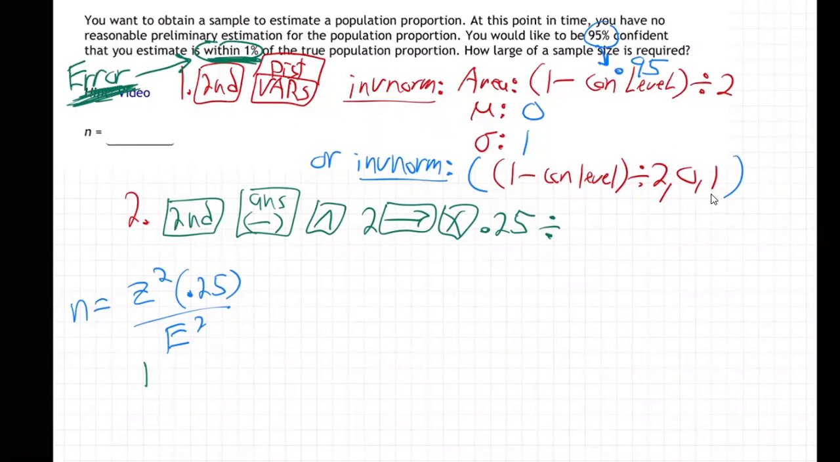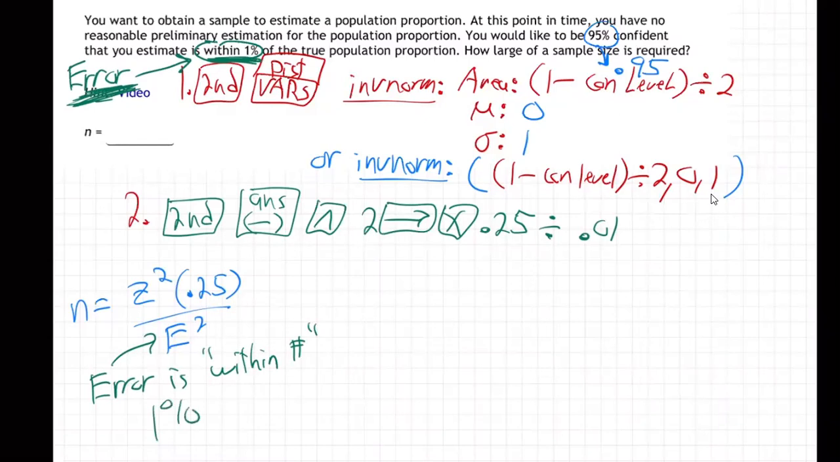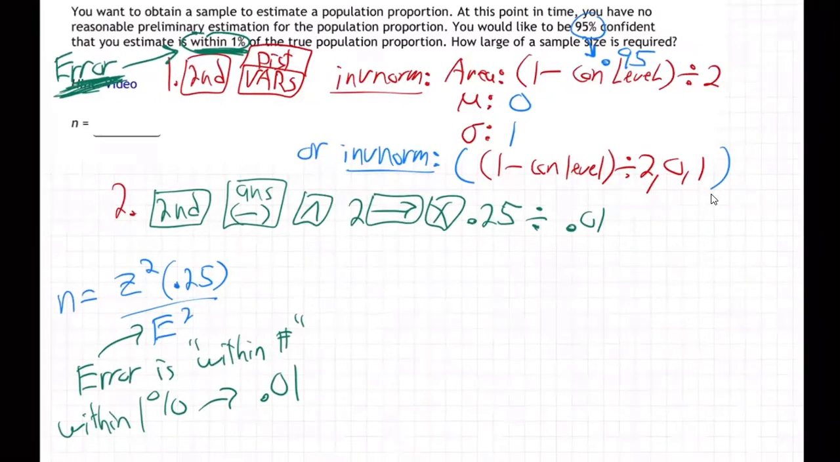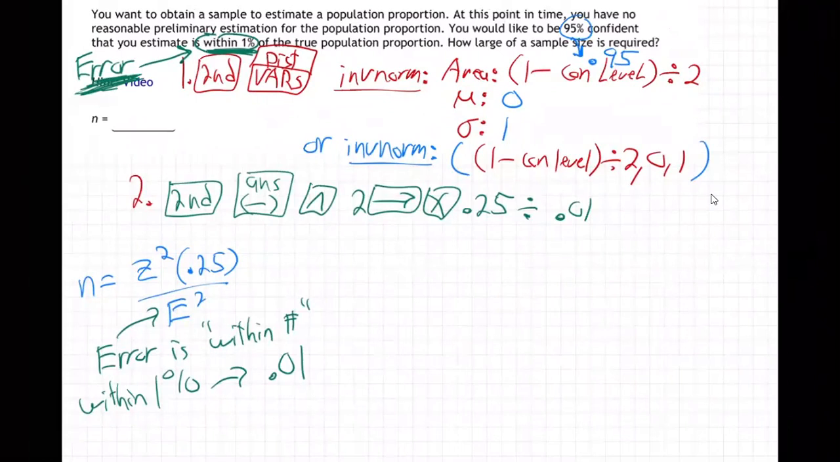So divided by 0.01. So the error is the within number. But you've got to, so 1% within 1% in my case makes it 0.01. You've got to change it to a decimal like that. And then to the second power, because e is to the second power, enter. So there we go. There are the buttons that will actually work on that.